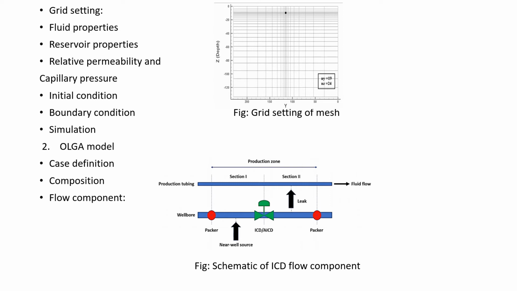Then the OLGA model is made, and one of the major points in the OLGA modeling is the flow component. We can see in the figure, in the flow component we have a production zone, and each production zone is divided into two imaginary sections, and each production zone consists of a packer which divides the zones. It consists of a near well source which connects OLGA with ROX. It consists of ICD valves which help the fluids to enter inside the wellbore. It consists of a leak which connects the wellbore and production tubing through which the fluid passes.